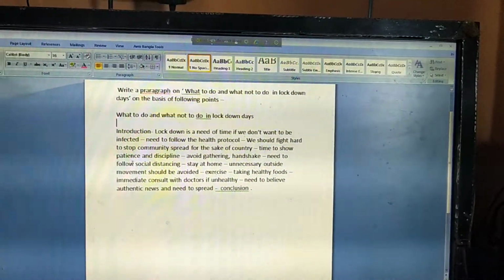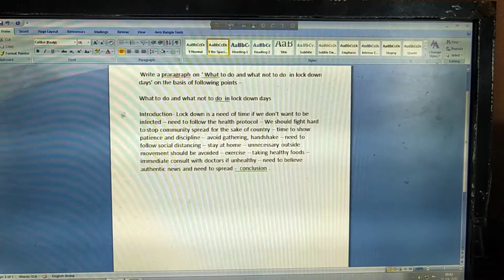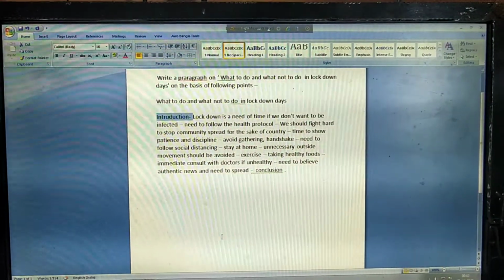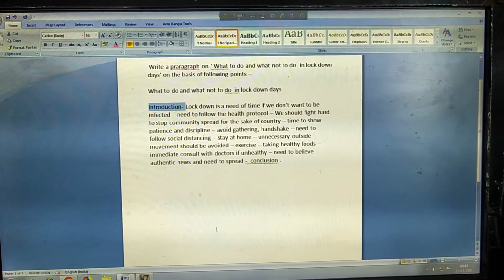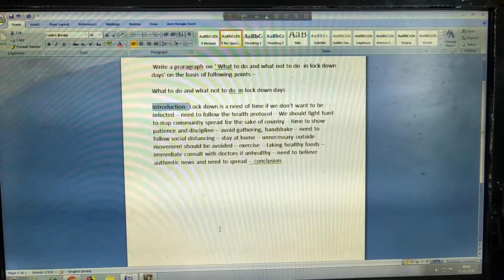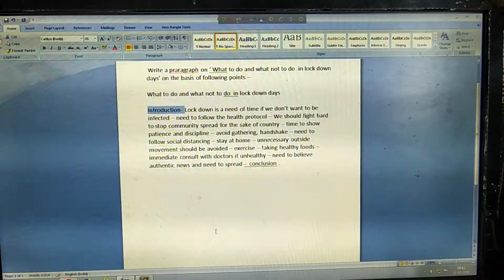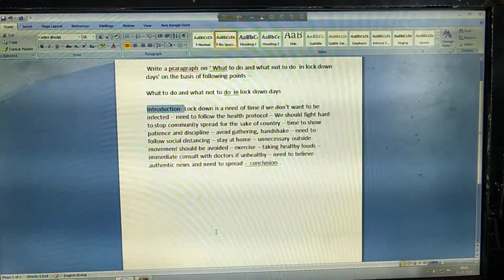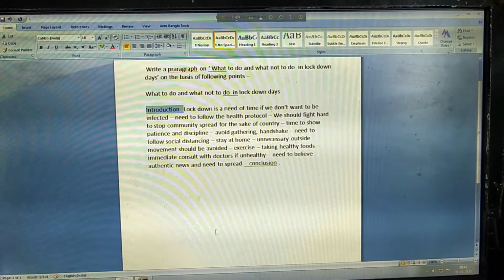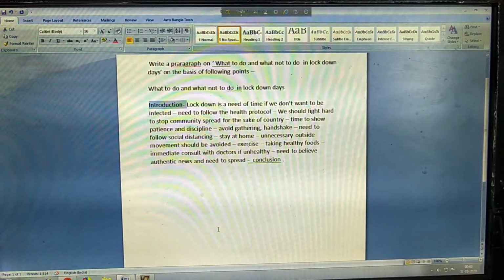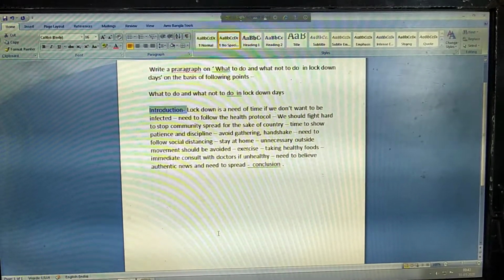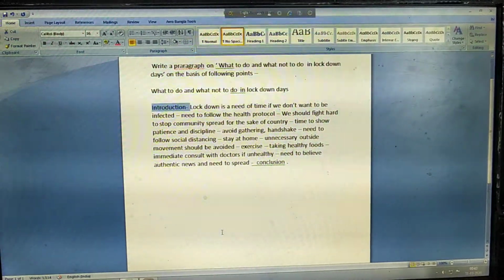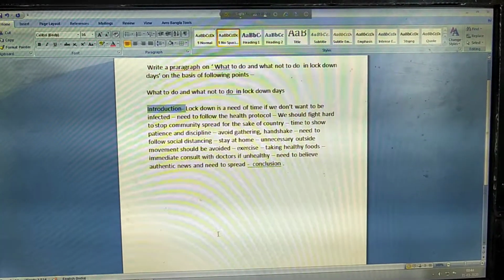Now, in the introduction part, first you need to write an introduction. You need to explain what is lockdown and for what reason the lockdown is happening. So you should write that due to the outbreak of coronavirus, the Indian government has taken the decision to impose a nationwide lockdown. It is a necessary step to stop the community spread of the disease. That is step 3.